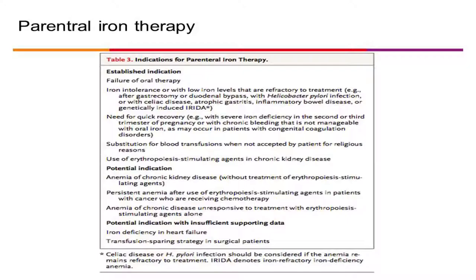So what are the indications of IV iron? First of all, failure of oral therapy. For example, if a patient is taking the oral and they have a malabsorptive state, they're not absorbing iron, this is where it is indicated to give IV iron. If the patient is not tolerating it and has severe symptoms regarding side effects, we recommend to give the IV iron.